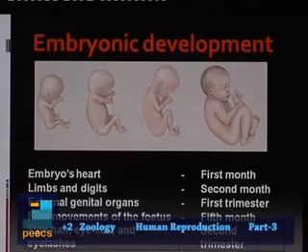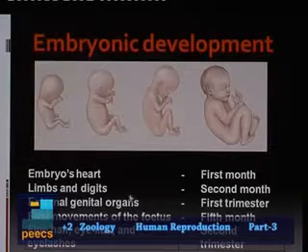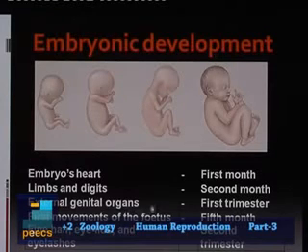Limbs and digits, even though they are rudimentary, will be developed in the second month. Then external genital organs. If it is a male, testis, and if it is a female, a pair of ovaries will be developed after the completion of the first trimester.